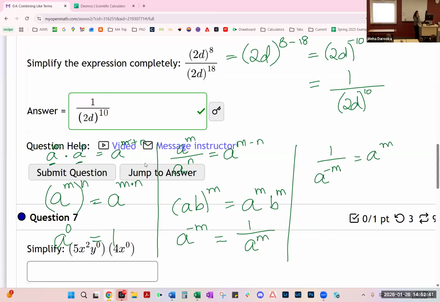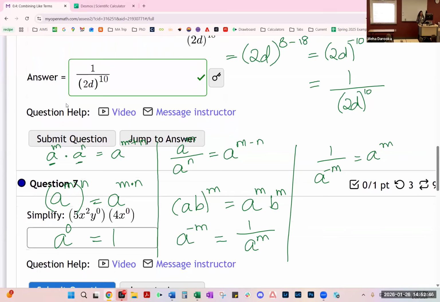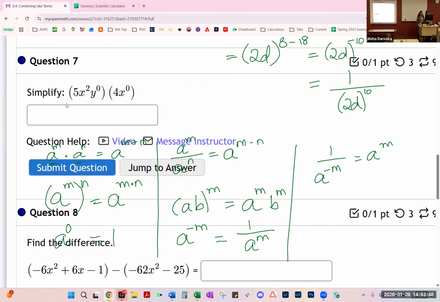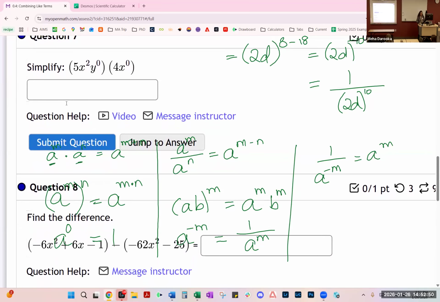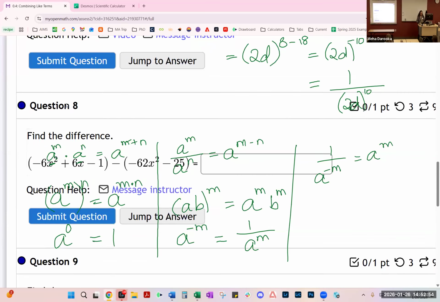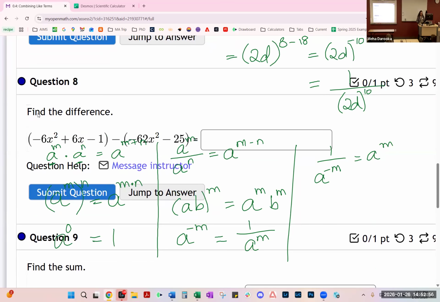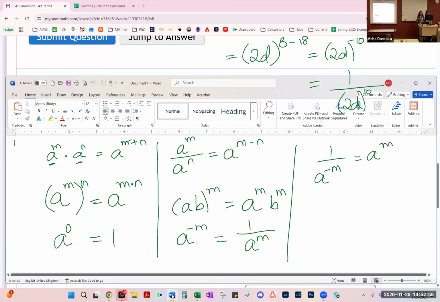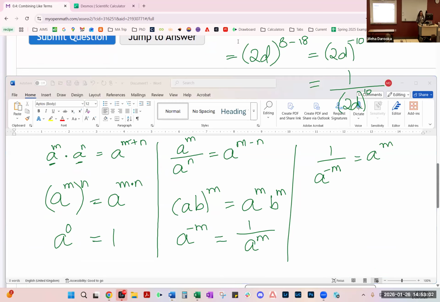Okay. So this was quotient rule. You know what? I'll let you guys try 7 on your own, and if you get stuck, obviously I'll be here to help. So just as a quick summary, here are the different rules that we talked about.